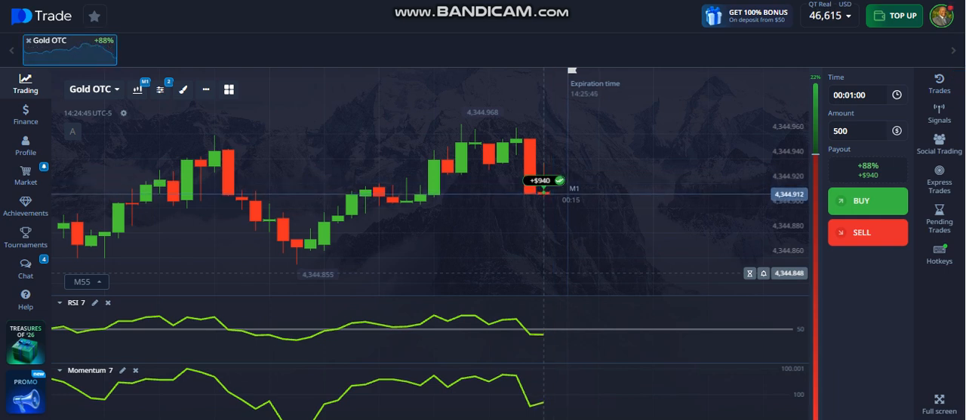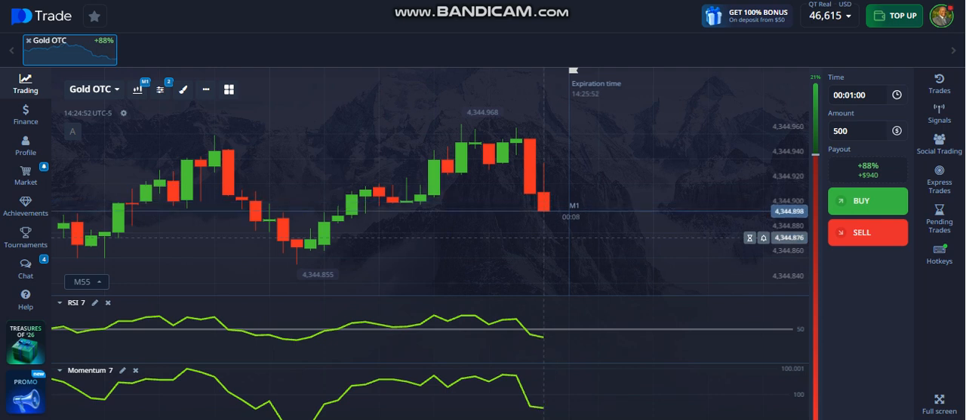Wow, great. See that? It just closed with a few seconds left. It closed below the entry point. We won that trade. All right. Let's look for one more trade.